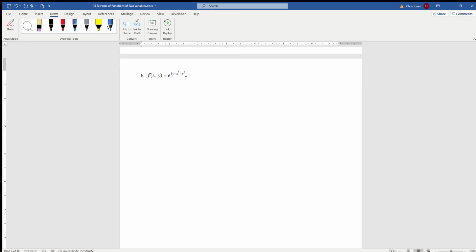Another example of being able to find max, min, and saddle points, this time for a transcendental function, e to the 4y minus x squared minus y squared. We're going to start by finding the partials. Both of them are going to use the chain rule. So for fx, that's going to be equal to e to the 4y minus x squared minus y squared. However, we just multiply by the derivative with respect to x of what's in the exponent. That's going to be a negative 2x.